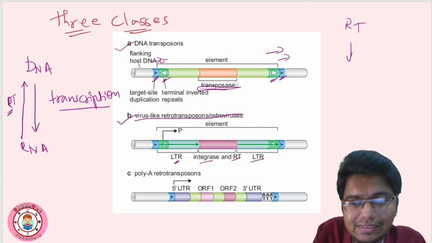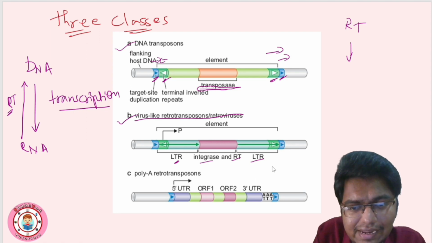Right? So here these are the segments: LTR, integrase, reverse transcriptase, as well as target site duplication, and terminal inverted repeats are also there. And in the C, the third part, poly A retrotransposon. These are like mRNA. See, polyadenylation is there, the poly A tail. Then here it is 5 prime UTR.